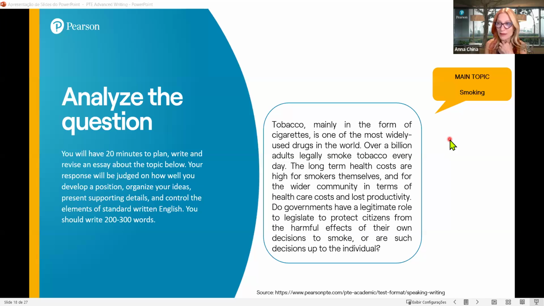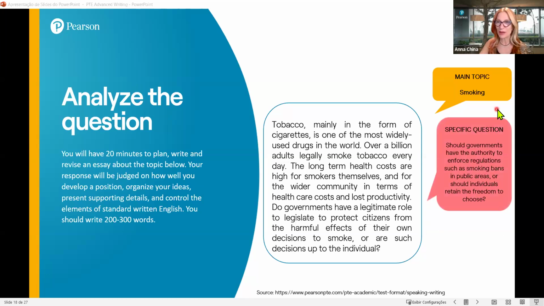So effects of tobacco on people. That's not really the main topic, because then the question is, do governments have a legitimate role to legislate? I don't think that it's the effects of tobacco. We're going to end up discussing the effects of tobacco for sure. It's smoking, right? Now here comes apparently Iqbal is already the specific question. Whether tobacco use should be banned or people should be given the freedom to choose. Okay, you're going to the specific question. Should governments have the authority to enforce regulations such as smoking bans in public areas, or should individuals retain the freedom to choose? So very similar to what you did, Ekbal.